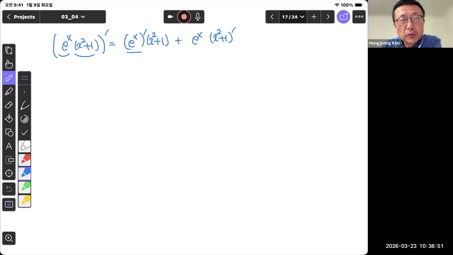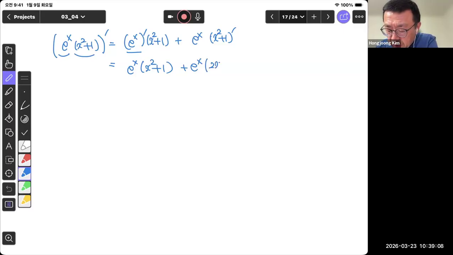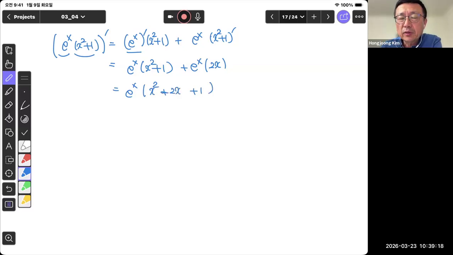In case of the exponential function, the derivative of e to the x is e to the x. And then when x squared plus 1 is differentiated, you get 2x. So e to the x is common, so x squared plus 1 plus 2x. So that will be the final result of the differentiation.